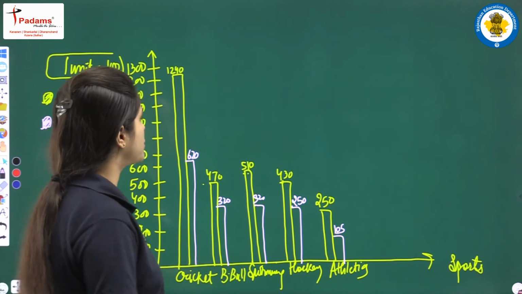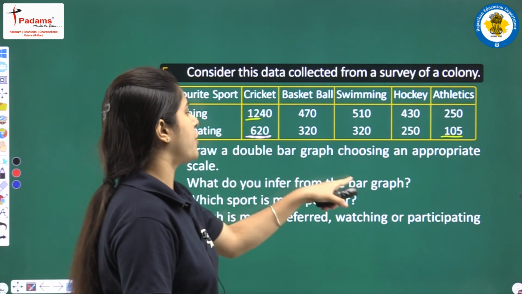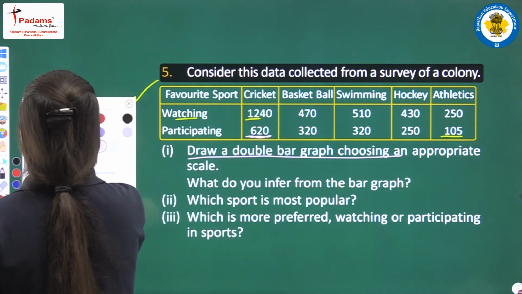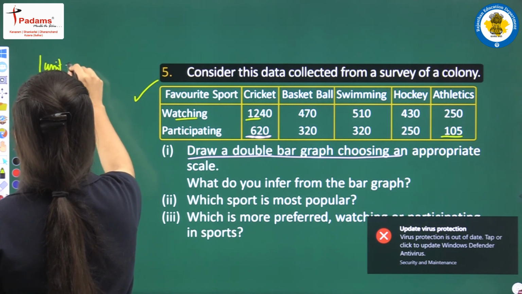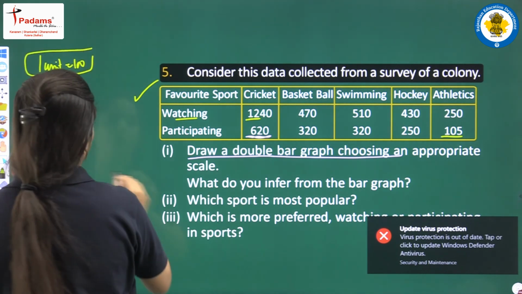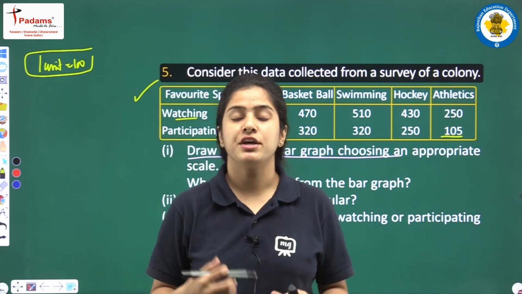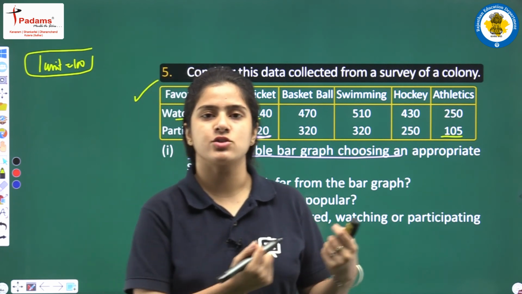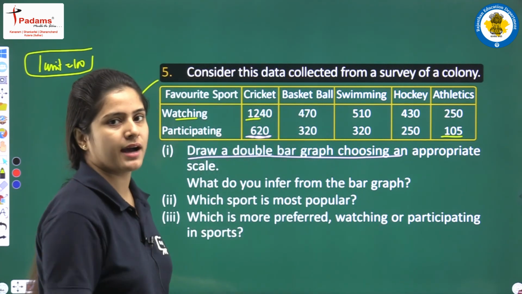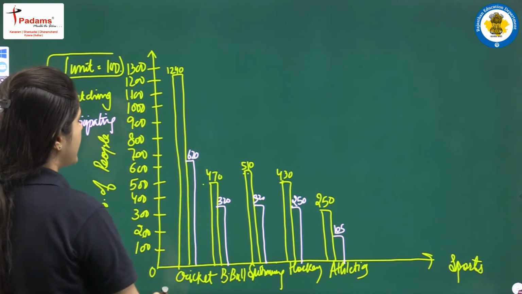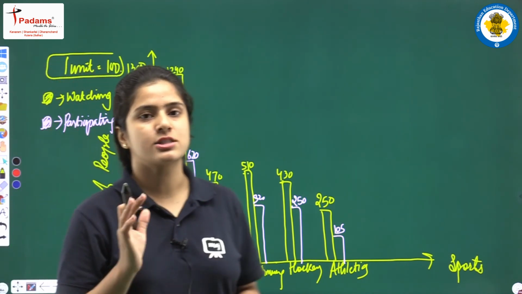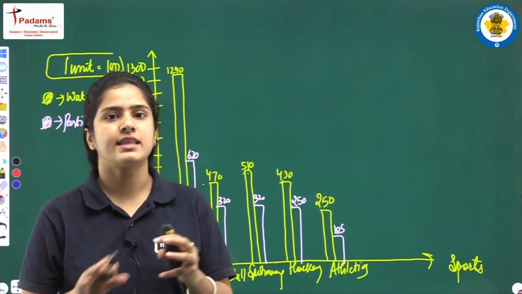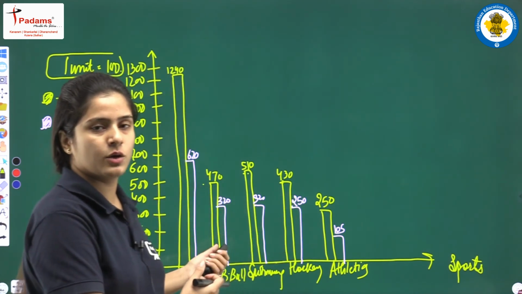All right students, now what do you infer from the bar graph? Firstly, we have taken the scale as 1 unit equals 100 people. And what we infer from the bar graph is that the sports are more likely to be watched than participated in. And when we look at this bar graph, cricket is the most liked sport, whether you are talking about watching or participating. So this is what we infer from this bar graph.